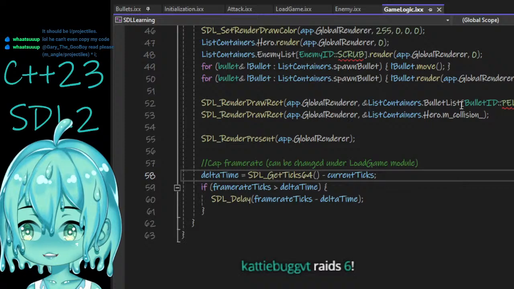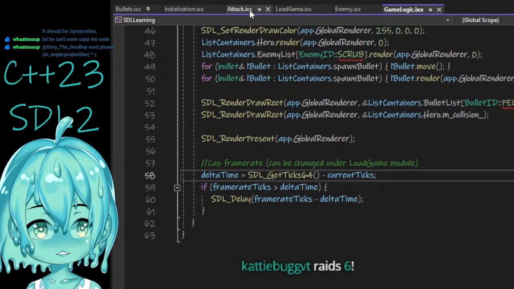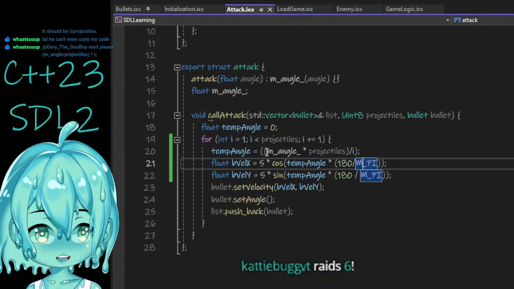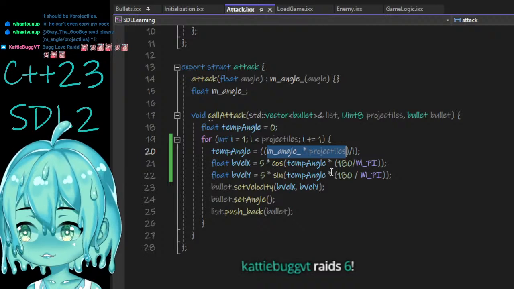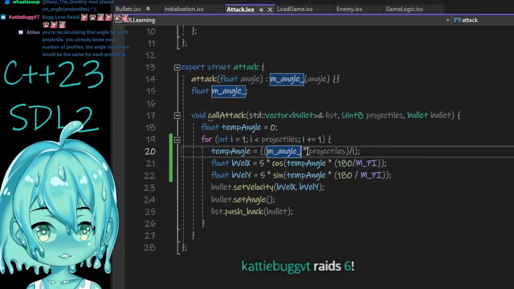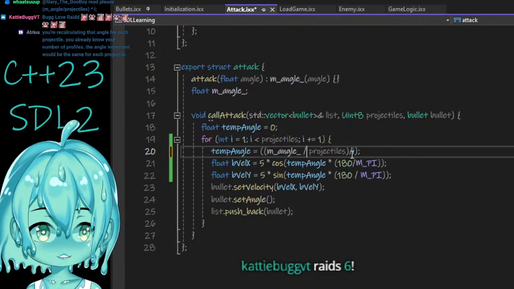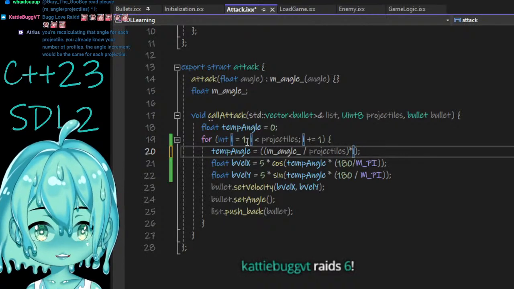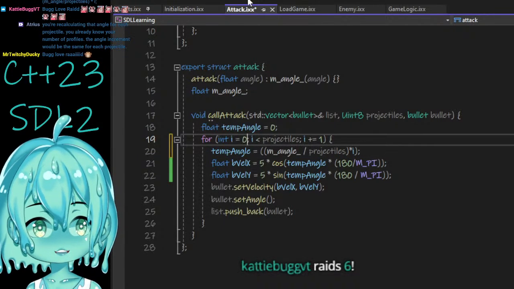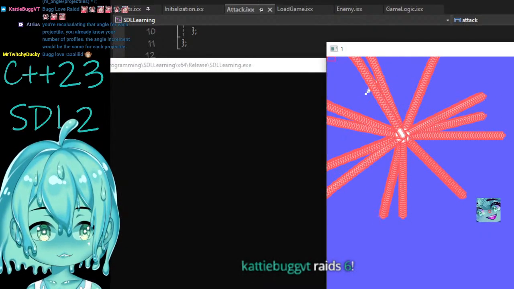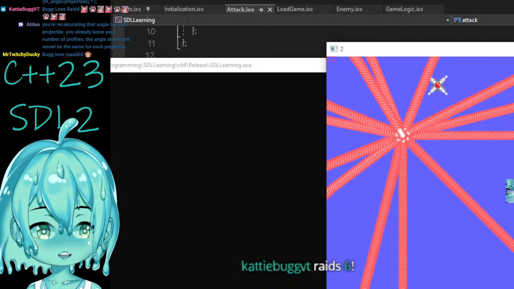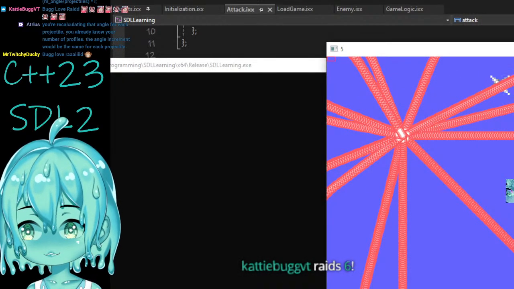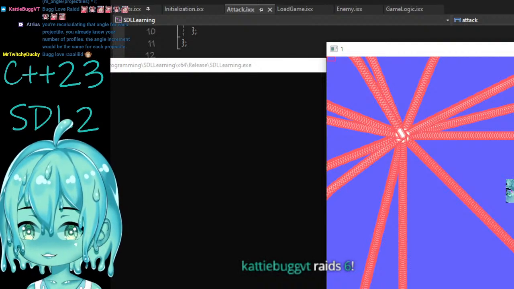Read please, M angle divided by projectiles times I. That's what I did, didn't I? M angle. Oh, I did that wrong. I'm sorry. Divided by projectiles multiplied by I equals 0. Okay, so now hopefully this works. Okay, I think we figured it out. I think it worked. Katybug Raids was sick.